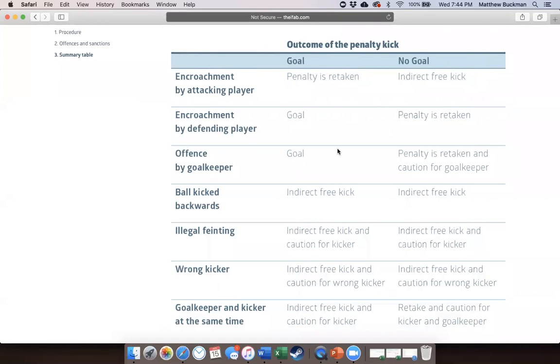Any questions on this summary chart before we return back to the laws and read through a little bit more and connect it back to this summary chart? All right, I'm going to give you 10 more seconds to screenshot this or take a picture.